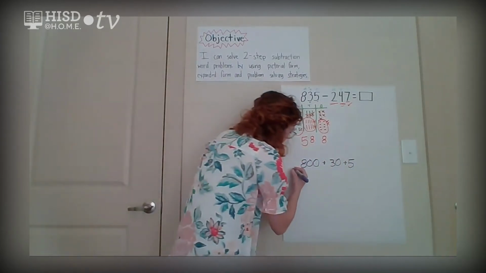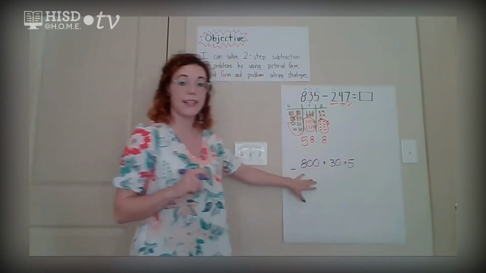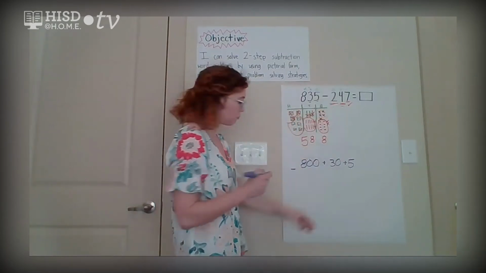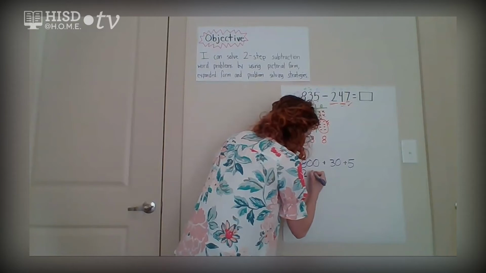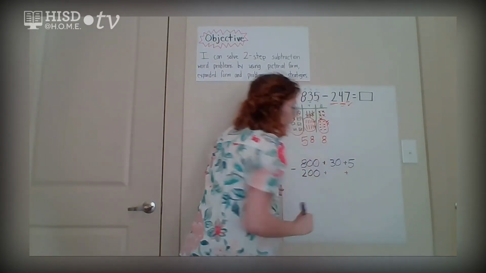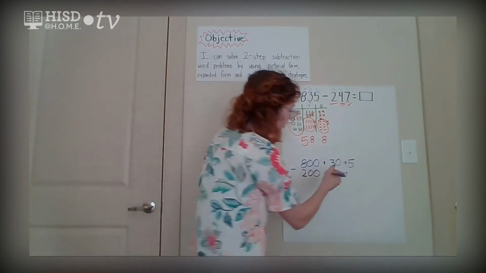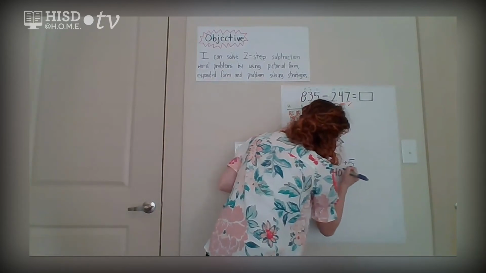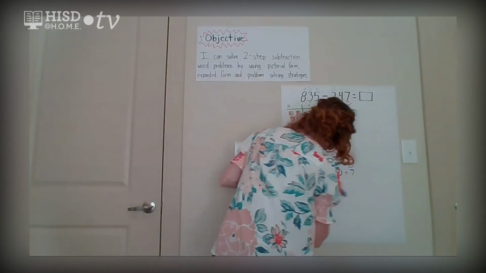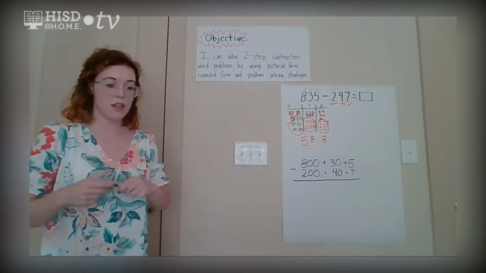I have my ones place, my tens, and my hundreds. I'm going to subtract 247 in expanded form from what I have right here. So I'll start with my hundreds. I see I have 200. So I'm going to make sure that 200 is underneath that 800. I'm lining up my addition sign. 4 tens is 40. So I'm lining up my 40 with that 30. And 7 ones is 7. I'm going to subtract that to see what I can get.